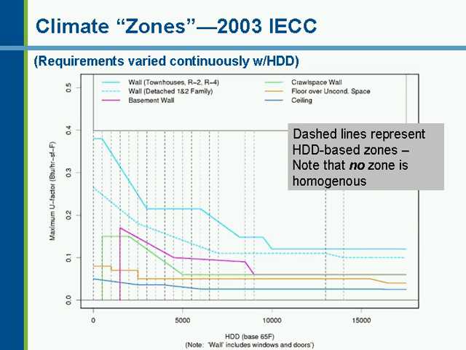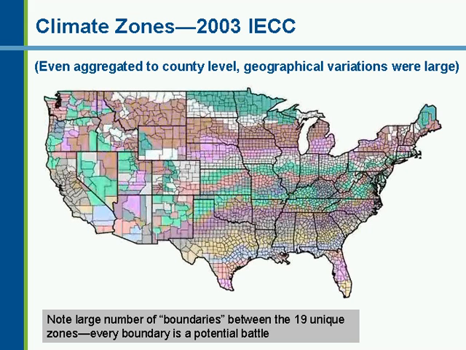The new code is different in that everything is geographically based. Now, what I'm showing here on this graphic is the old code, the continuously varying requirements aggregated to county levels. So this is really more homogeneous than the code really was or is, but it illustrates just how much variability there is as you move from one location to another. Just as a quick example, you'll notice the state of Texas has 8 distinct climate zones in it in the older code.